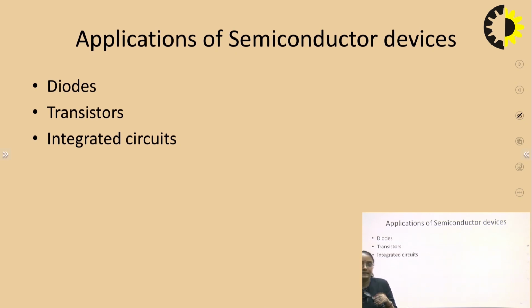Now, what are the applications of semiconductor devices? Basically, we use semiconductor devices for the manufacturing of diodes, transistors, and integrated circuits, that is, ICs. These are the basic applications of semiconductor devices.